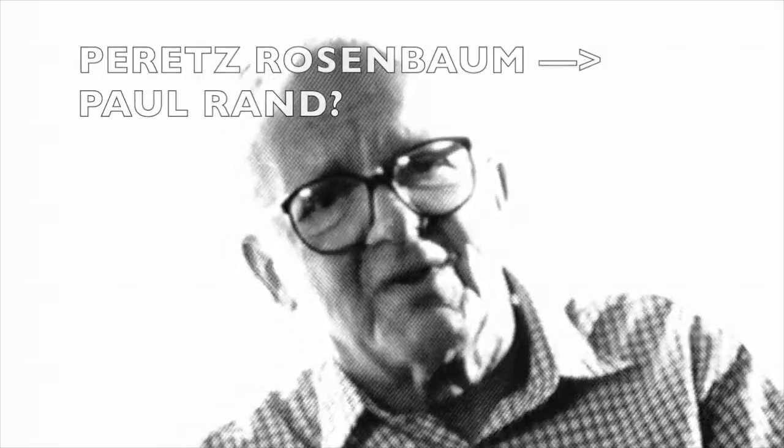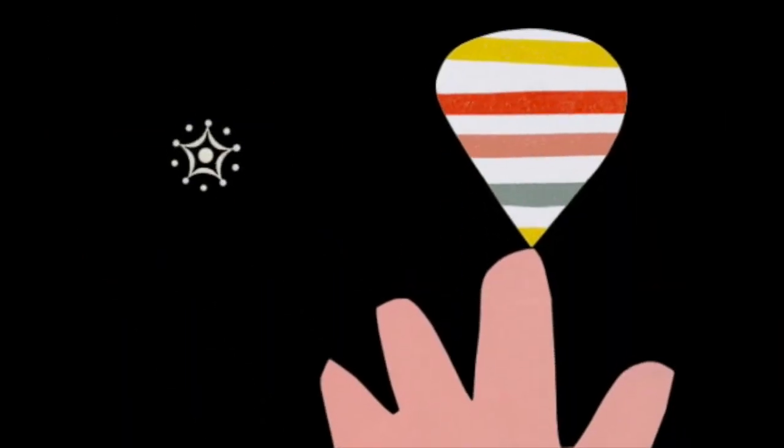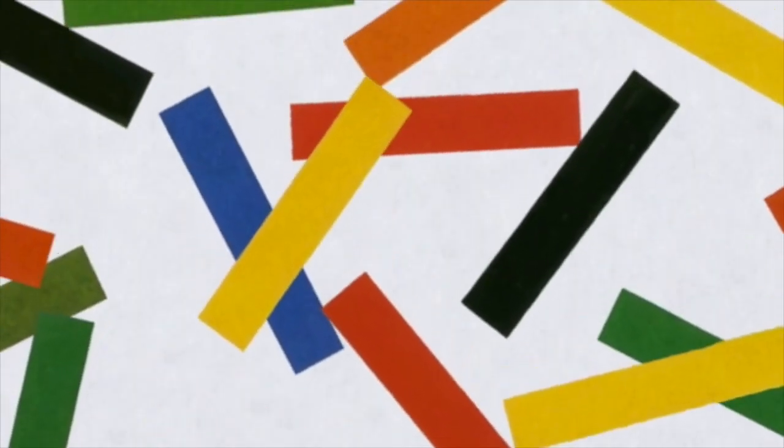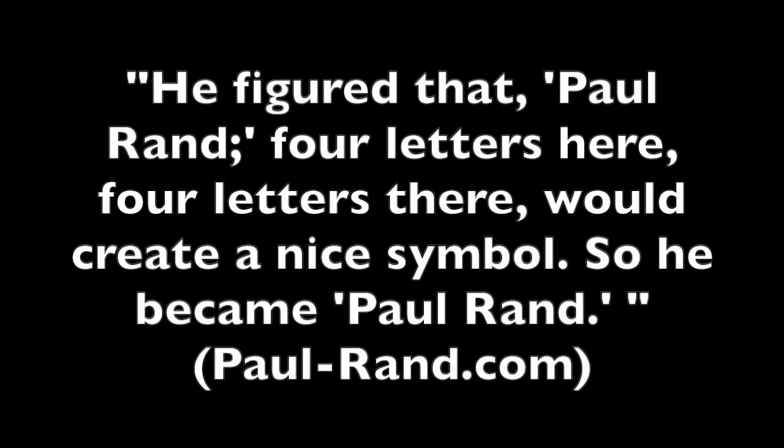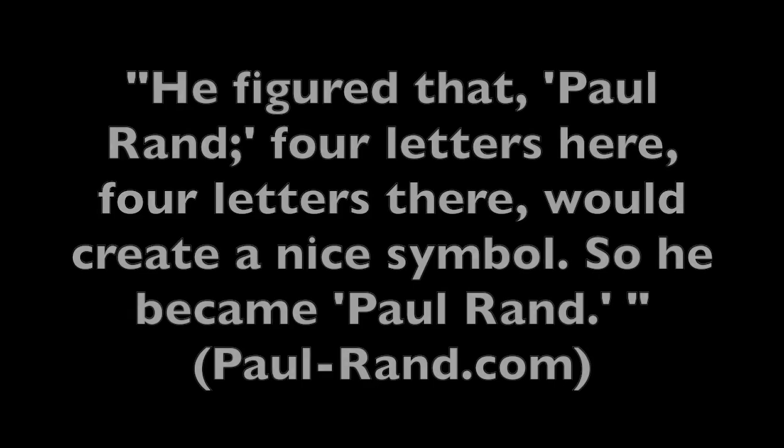Now let's learn more about his name. How did he go from Peretz Rosenbaum to Paul Rand? According to PaulRand.com, while working as a freelancer for Glass Packer magazine, Rand changed from his Jewish name to his English one by shortening Peretz to Paul and got his new last name from an uncle. His reasoning was because, according to PaulRand.com, he figured that Paul Rand, 4 letters here, 4 letters there, would create a nice symbol, so he became Paul Rand.